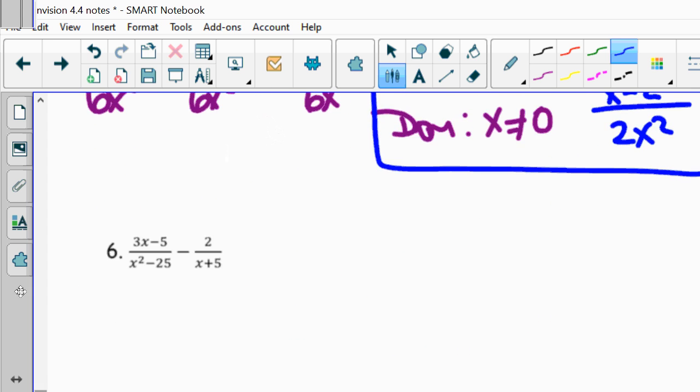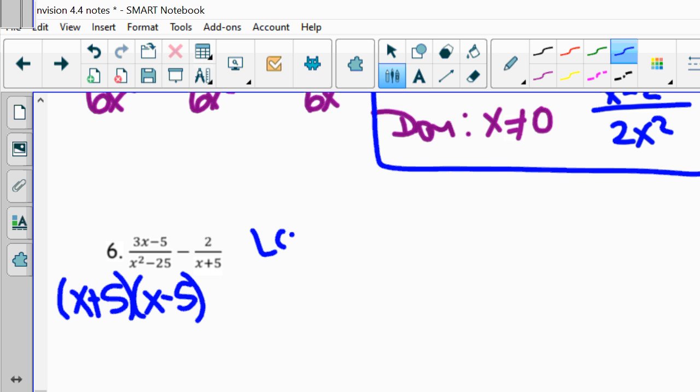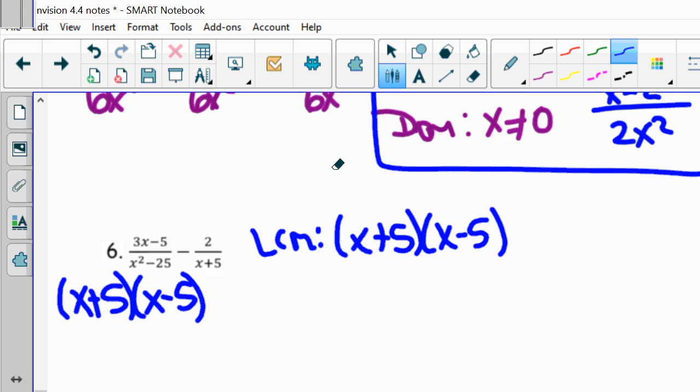Number 6, we need to factor this one. X squared minus 25, that's a difference of squares. So that factors x plus 5, x minus 5. The second one, there's nothing I can do with it. So my LCM, everything from the first one, x plus 5, x minus 5. The second one, x plus 5, already have that. So there's our common denominator.